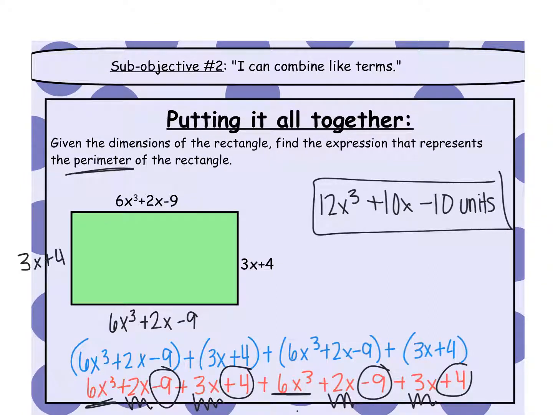So hopefully you were able to get 12x to the third plus 10x minus 10 units long is going to be the perimeter. So go ahead and look over my work. If you have any questions, write those down and we can talk about them when you come back.